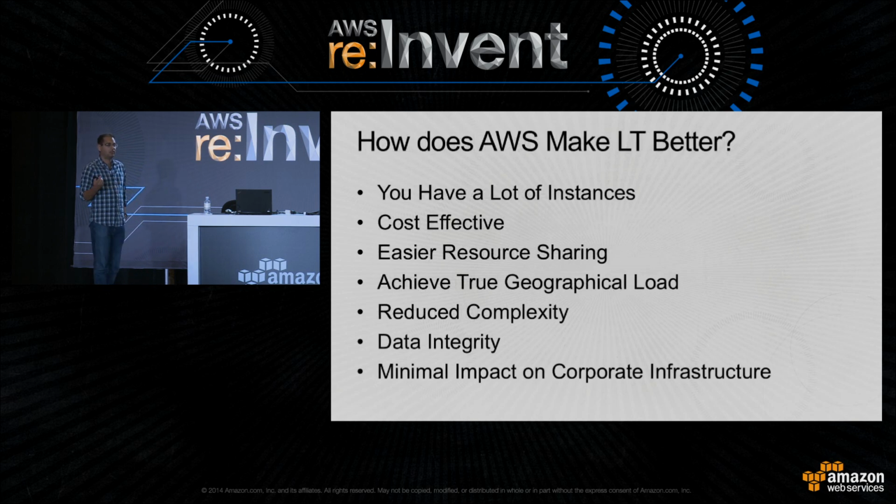So how does AWS make load testing better? Obviously, you have the choice. You have a lot of instances available to you, and you can launch a few big, beefy instances. Perhaps you can launch a few C3 instances that have a lot of threads running on them, or you can launch hundreds or thousands of T2 instances and have a swarming effect for your load test. Load testing on AWS is also cost effective.